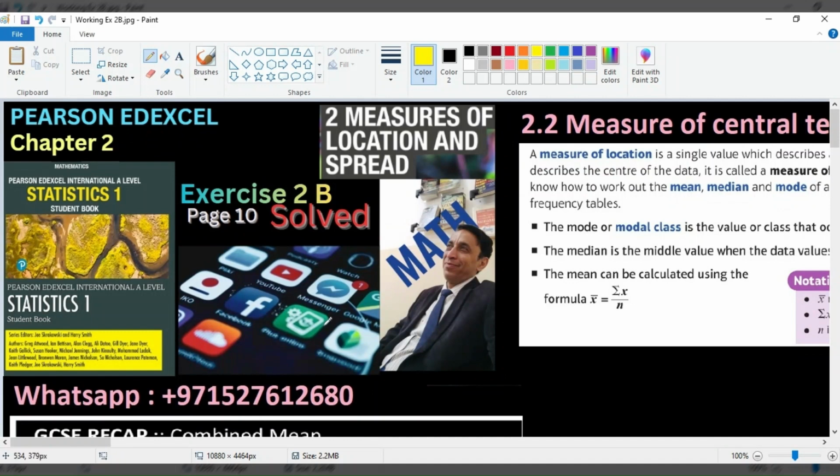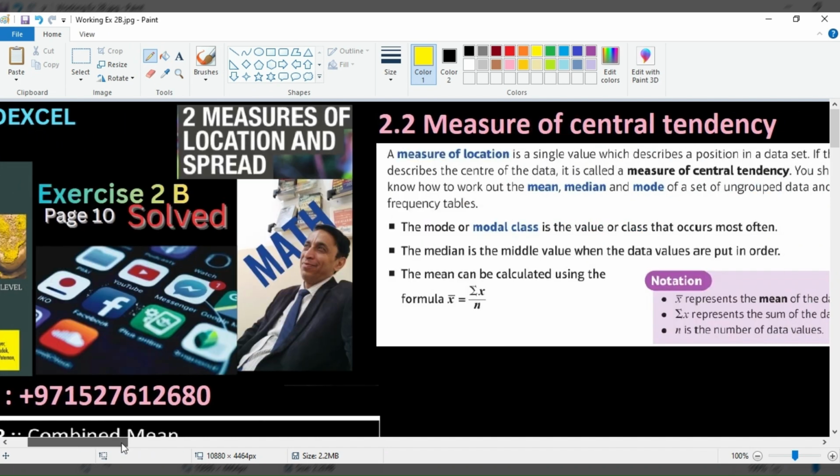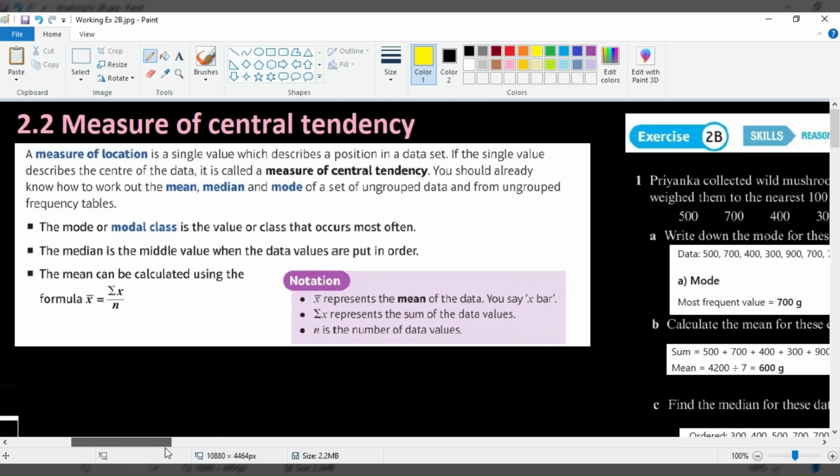Hello everyone. Hope you're doing well, and we are here for exercise 2B that you can find on page 10. Now, before I begin this exercise, I must tell you that this topic is about finding out the measure of location. A measure of location is a single value which describes a position in the data. If the single value describes the center of the data, it is called measure of central tendency.